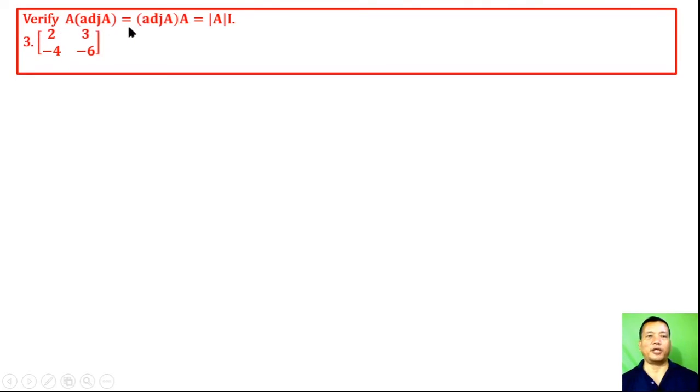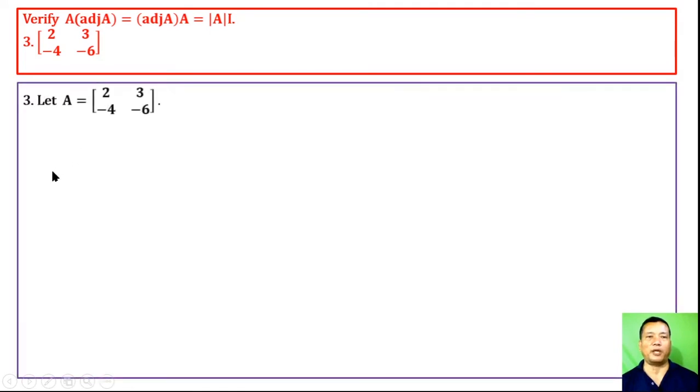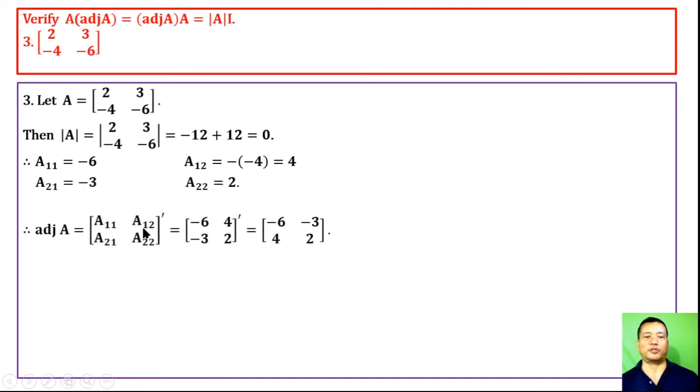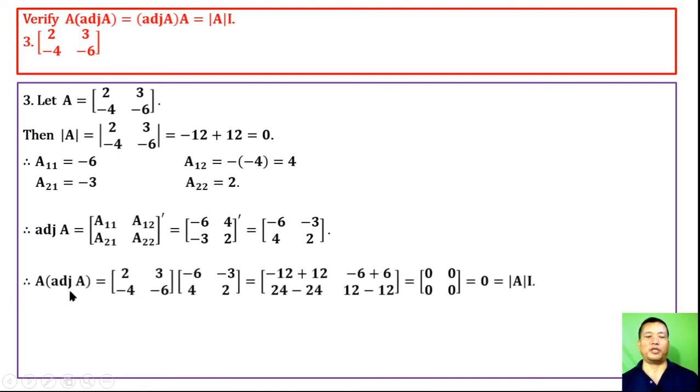Verify A into adjoint A equals adjoint A into A equals determinant of A into I. Here A is a matrix and we will verify it. The adjoint A is found and the determinant of A is zero. We find the cofactors A11, A12, A21, A22, and therefore the adjoint A by the formula with the transpose. Now A into adjoint A: the product is the zero matrix. Determinant of A is 0, and 0 into I is the 0 matrix.